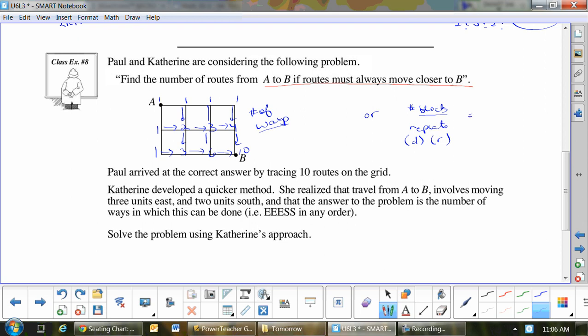So the number of blocks is 5 factorial divided by number of downs is 2 factorial, and number of rights is 3 factorial. And you'll see those 2 bottom numbers will always equal the top. It should, because those are blocks, right? And if you put that into your calculator, you will get the answer 10 as well.